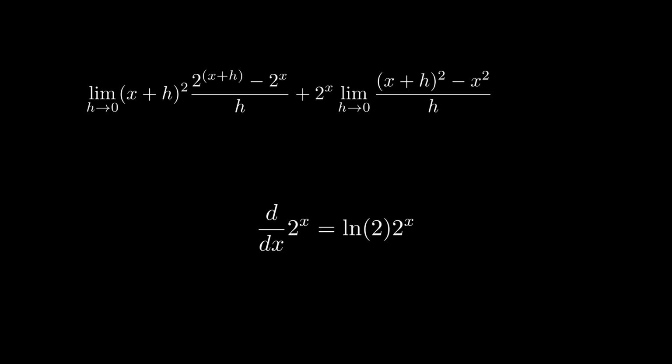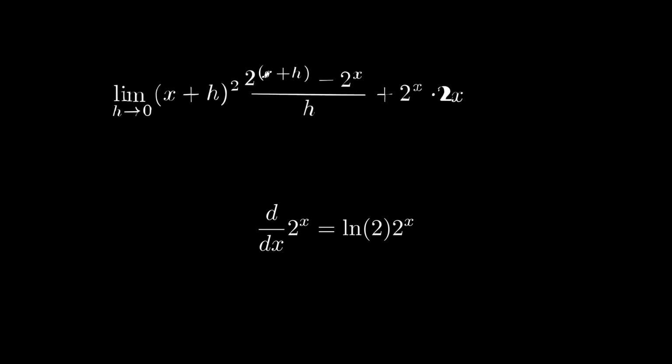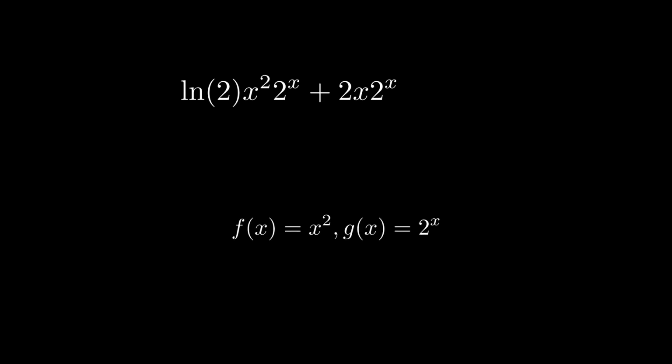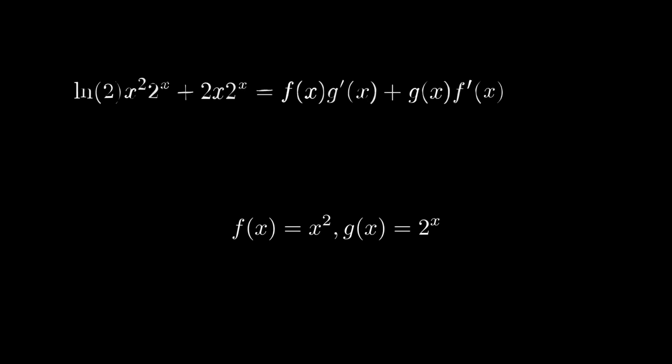Now our right limit becomes 2x times 2 to the power of x. And the left approaches x squared times the derivative of 2 to the power of x, which is the natural log of 2 times 2 to the power of x. I'll get into why in a future video. Now, if we look at what would happen with our formula, yes, it's spot on.